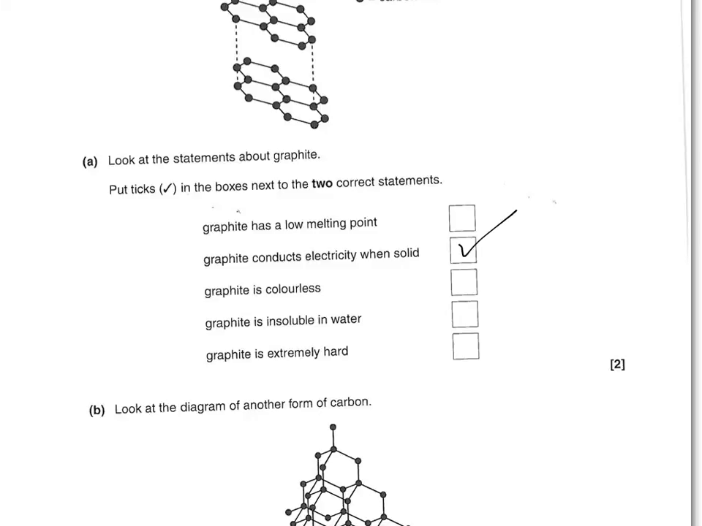Graphite is colourless. Well, graphite is the stuff in pencils, so it's black, so it's not colourless. Graphite is insoluble in water, and graphite is extremely hard. We know it's not extremely hard. That's diamond that is extremely hard. Graphite's quite soft, actually. That's why it comes off onto your paper when you use a pencil, and it's not soluble in water. So there's your 2 ticks you should have ticked. If you got one of those and only ticked one other, then you get 1 mark.